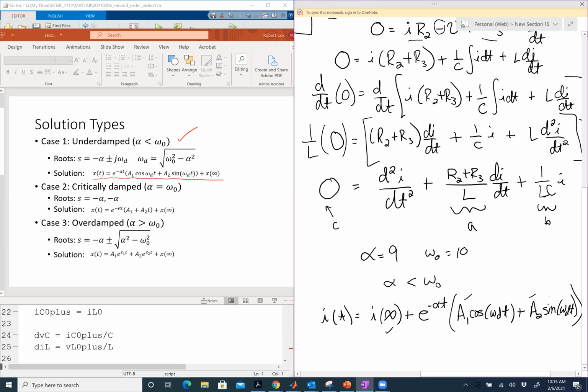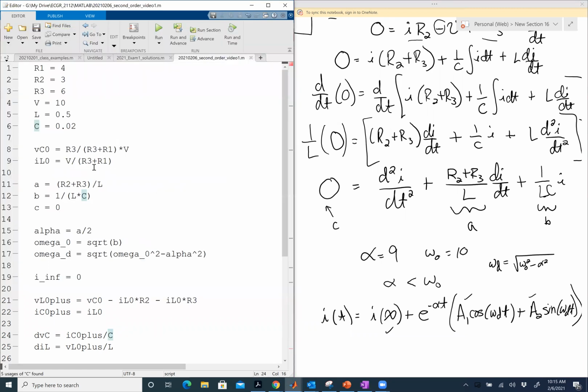So I can figure out right now what omega d is. Omega d is equal to the square root of omega naught squared minus alpha squared. I can figure out that frequency. The way I do that is I go to my MATLAB script and I've got that written out here. I'm not going to calculate that right yet because I don't really need it for anything. We'll do that later. All right, that's step 2.